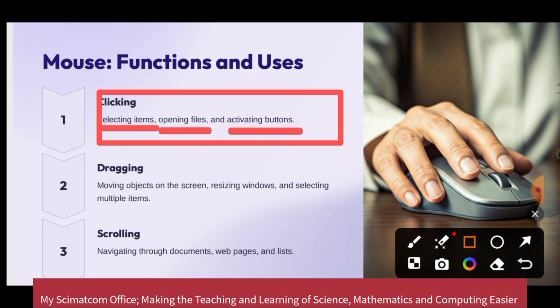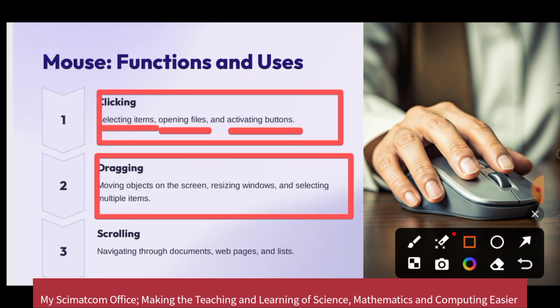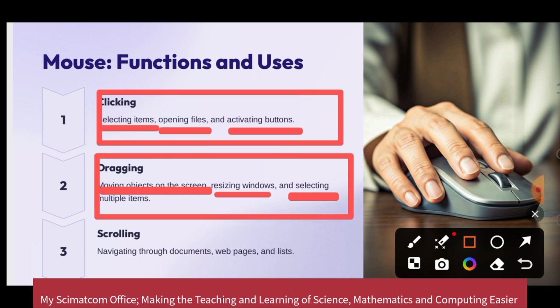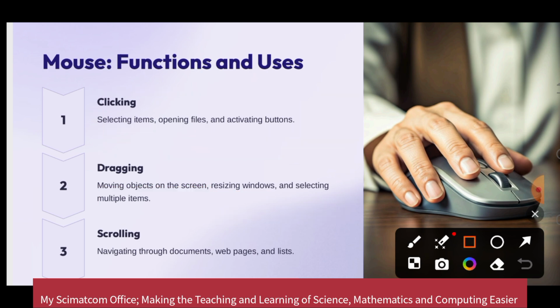The second function or use is dragging. Dragging helps in moving objects on the screen, resizing windows, and selecting multiple items. Then we have the third function, which is scrolling. Scrolling helps you to navigate through documents, web pages, and lists. All these are also functions and uses of the computer mouse, which is an input device.